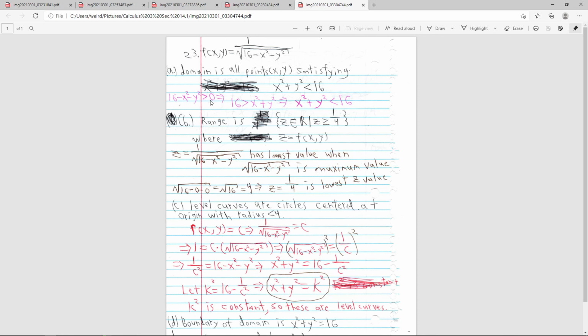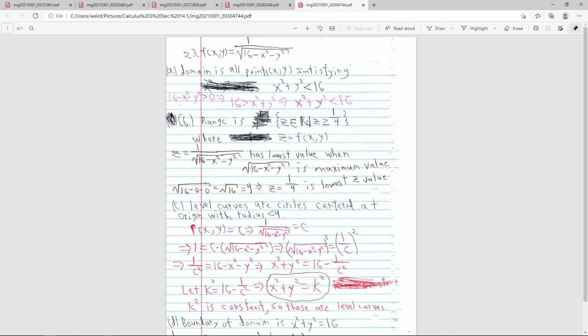And that's true because you add x squared plus y squared to both sides and switch the sign to get x squared plus y squared less than 16. 16 greater than x squared plus y squared is the same as x squared plus y squared less than 16. And that's where your domain will be, everything that satisfies this condition.